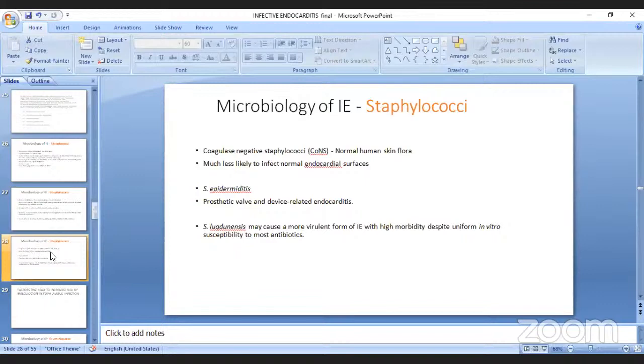It is much less likely to infect the normal endocardial surface. In prosthetic valve and device related endocarditis, S. epidermidis is the most important organism that you cannot forget. Again, so many MCQs are based on this. If the question says prosthetic valve and device related endocarditis, then S. epidermidis is the most important organism. This is one thing that you have to understand.